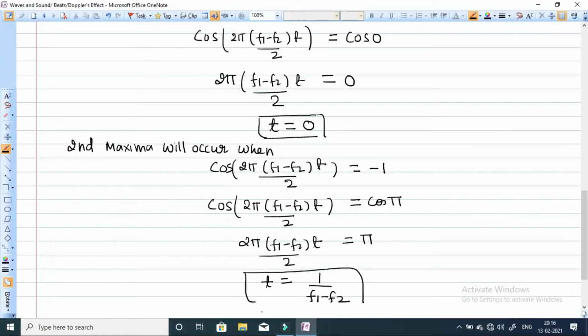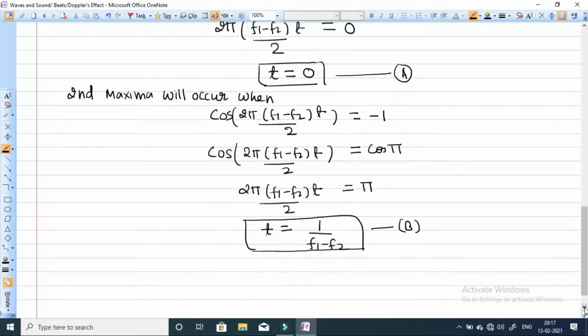Now we are going to calculate the time duration between two successive maxima. Suppose I'm writing this equation as equation A, and this is equation B. Now what will be the time duration between these two consecutive maxima, first maxima and second maxima? We can easily calculate, and that time duration is nothing but the time for one bit. So now we are going to calculate the time for one bit.